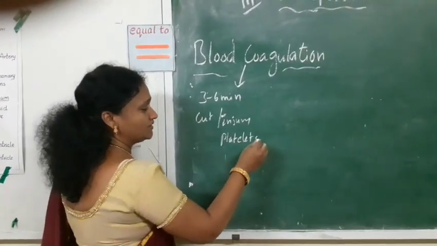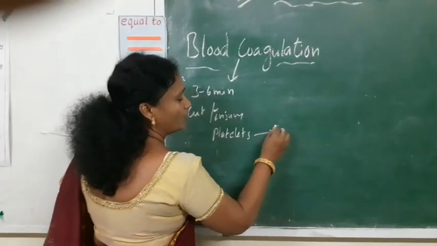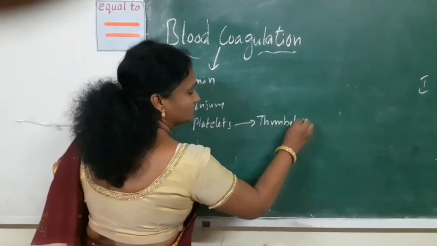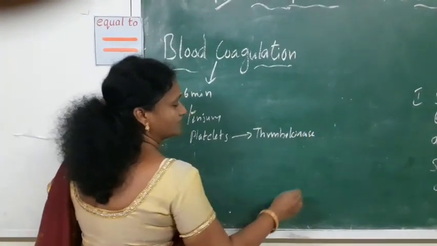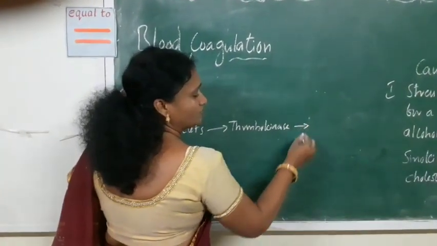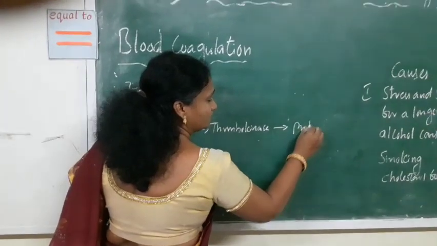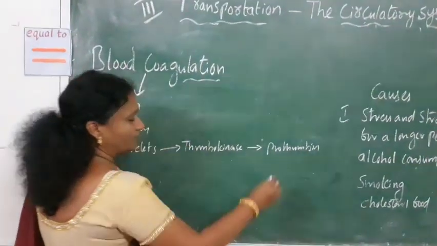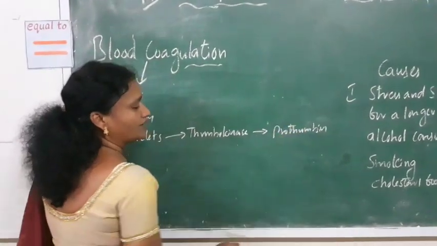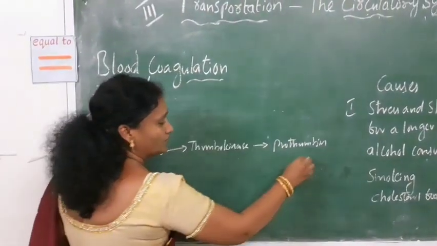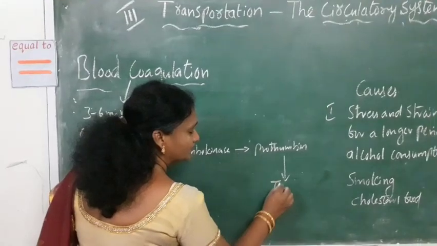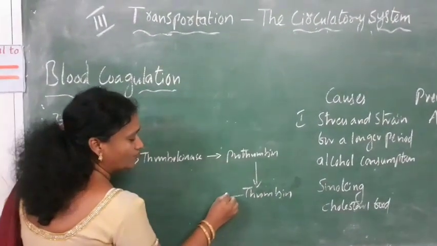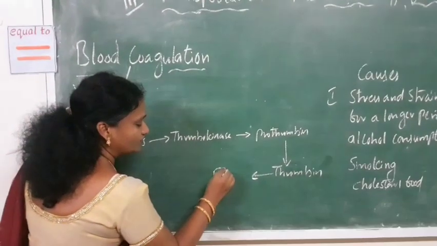The platelets release an enzyme called thrombokinase. This thrombokinase acts on prothrombin. These are proteins present in the blood which are helpful for blood coagulation. Thrombokinase acts on prothrombin to convert it into thrombin. And this thrombin acts on fibrinogen.